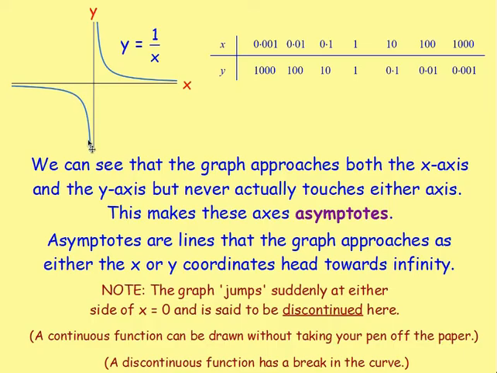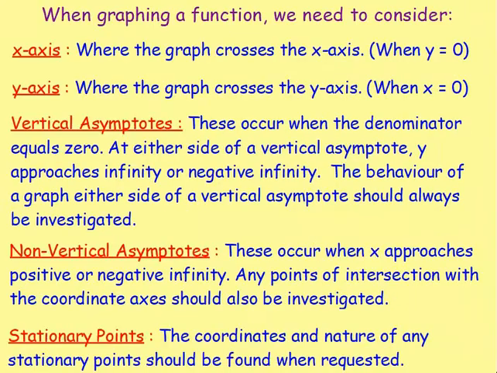The graph's going to be going down and down and down, and then suddenly on the y-axis, the graph doesn't exist. And then just to the right of that, it's suddenly bang here at the top. So it's discontinuous. A discontinuous function has a break in the curve such as this. If you can draw it though without taking your pencil off the paper, it's known as a continuous function.